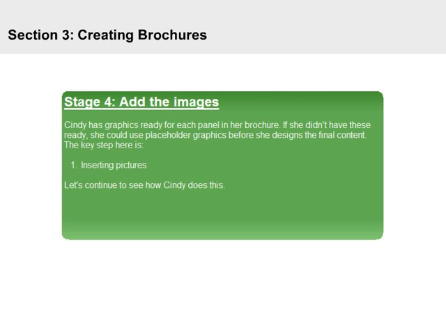Stage 4. Add the images. Cindy has graphics ready for each panel in her brochure. If she didn't have these ready, she could use placeholder graphics before she designs the final content. The key step here is 1. Inserting pictures. Let's continue to see how Cindy does this.